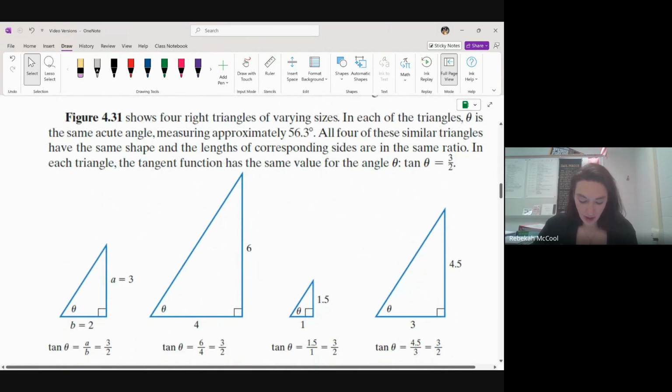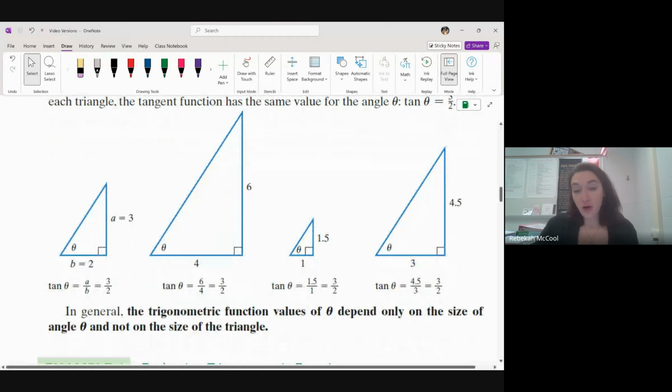So notice here we've got 4 different triangles that are 4 different sizes. The theta is the same angle in all 4 triangles. So this is saying it's measuring about 56.3 degrees. So they all have the same shape, and when they take the lengths of the corresponding sides, they're all in the same ratio. They're all going to reduce to the same fraction. So in each triangle, the tangent function has the same value for the angle.